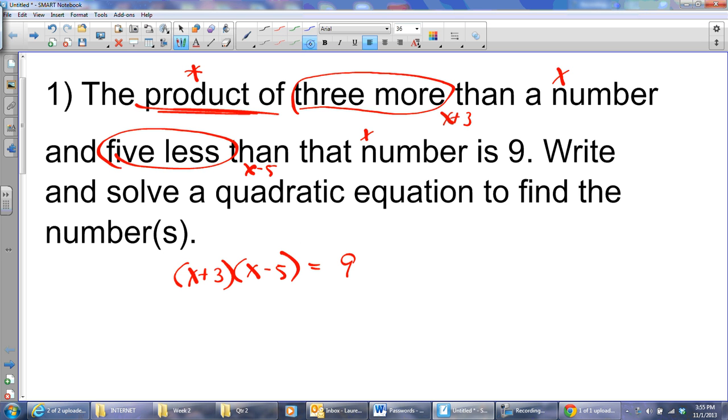All right, well, first thing I'm going to do is FOIL. And I'm going to go x squared, and I'm going to get a 3x and a minus 5x is a negative 2x, and then a minus 15. And that's going to equal 9.